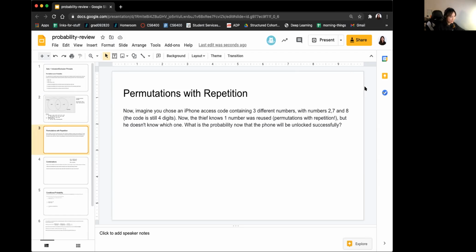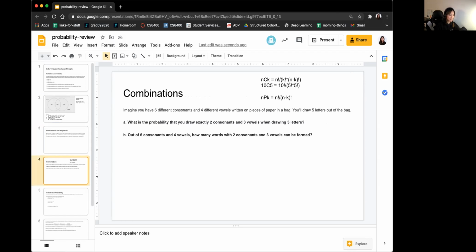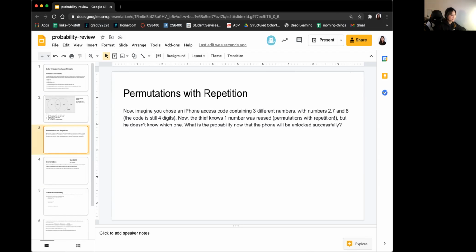How I remember that is, for combinations, I always remember the combinations first for some reason, but I think of combinations as picking things out of a hat all at the same time. It doesn't matter what order it is. And then in terms of permutations, it matters what order I pick things out of the hat. So yeah, questions about that or anything that was confusing?